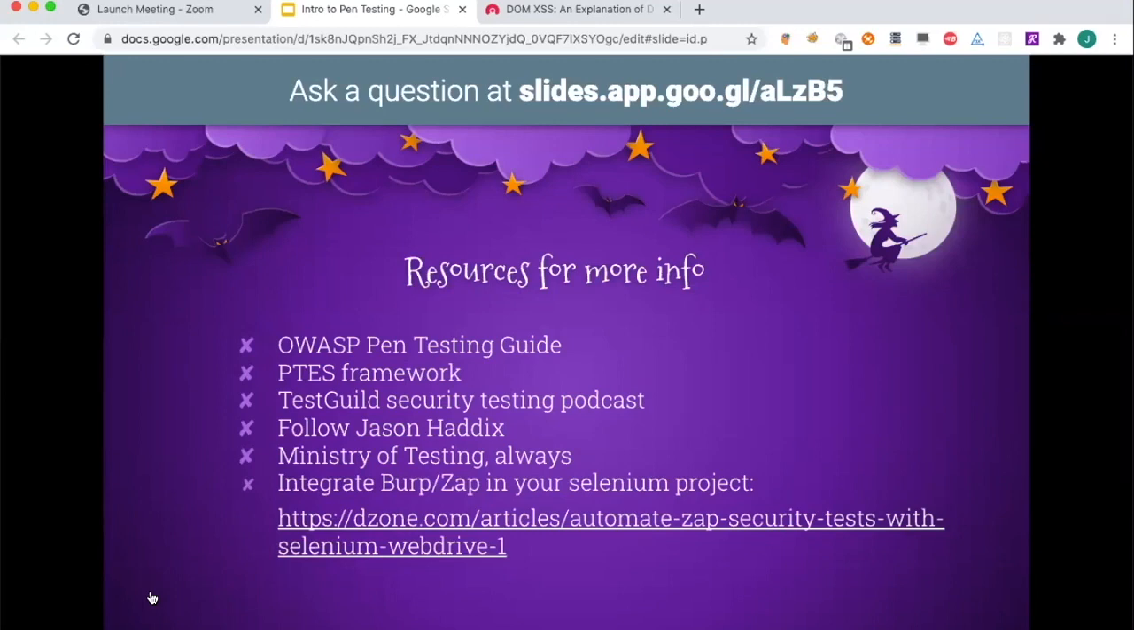I definitely recommend creating your own little pen test cheat sheet, almost like a blog for yourself, and then just adding to it as you increase these skills.